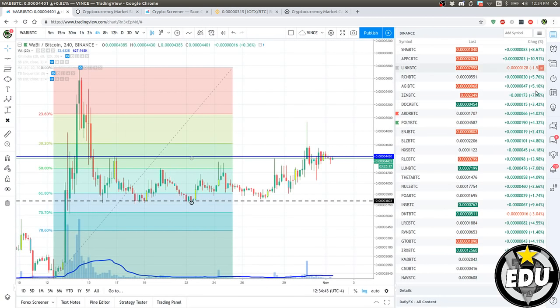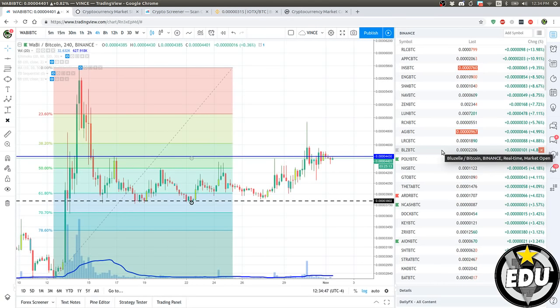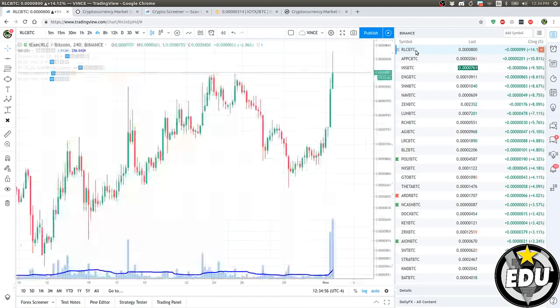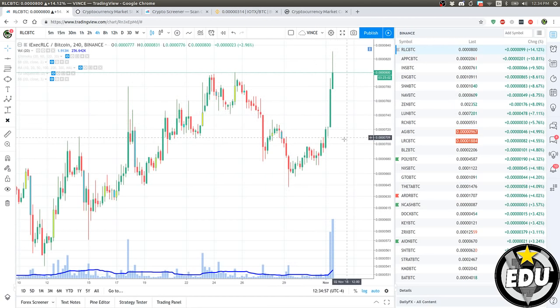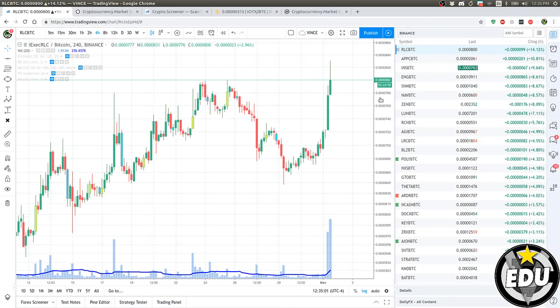So let's check, because the market is not really moving too much today. Have a look at RLC. Just checking on coins that are going up, are in uptrend, but not really pumping like crazy. And there's a nice pump here.